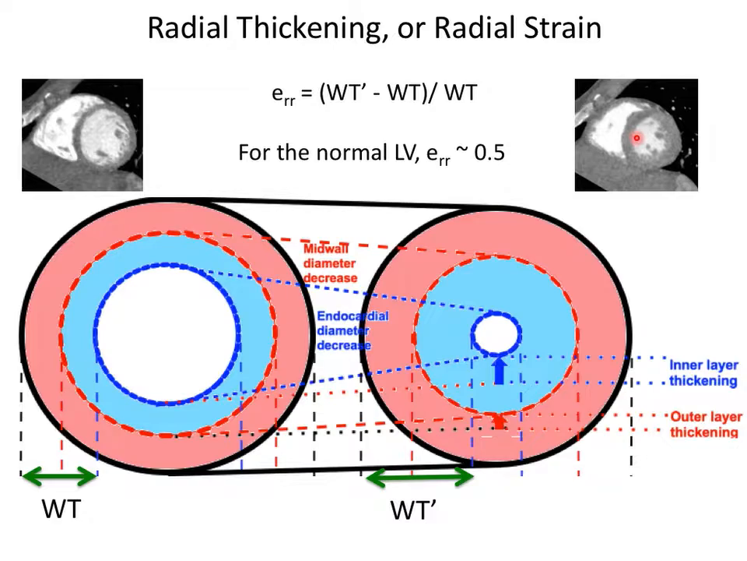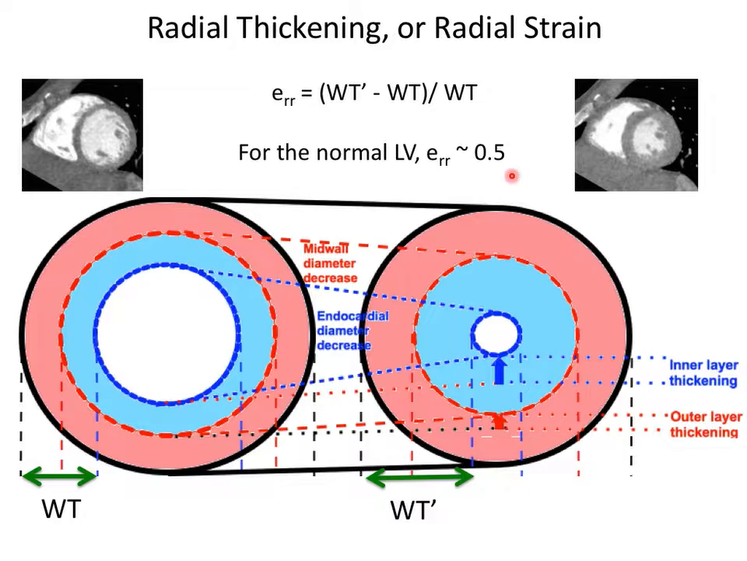So the way you can measure function this way is just the ratio of those thicknesses. The thickness at end systole versus the thickness at end diastole. And if that thickness has increased by 50%, using this formula, that wall thickness at end systole minus the wall thickness at end diastole divided by the original wall thickness at end diastole, that's 0.5, it's increased by 50%. Right? So that's radial strain.